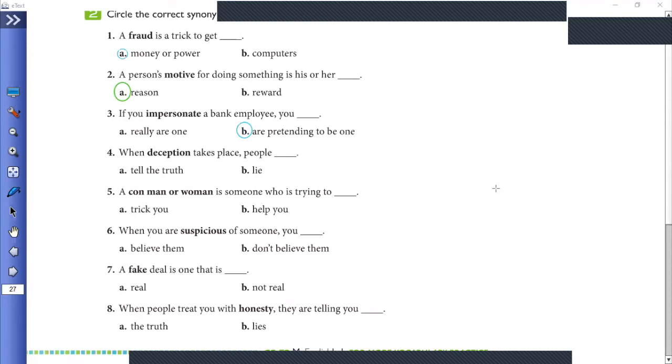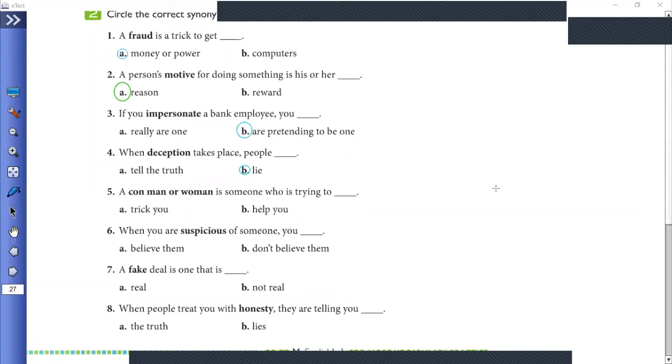I'm gonna ask Vanessa. Yes, miss. Hi, can you do number 4? Wait, miss. B, miss. Yeah. When deception takes place, people lie. No, because lying is deception. Yeah. Okay.